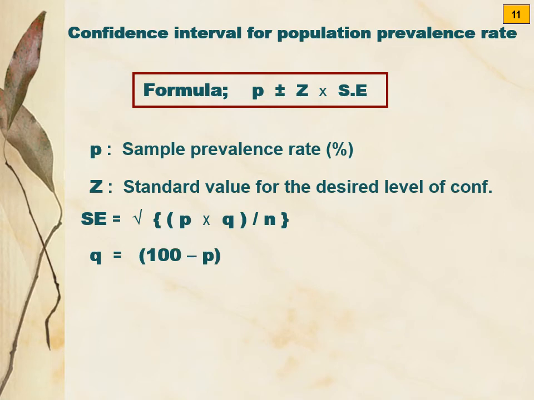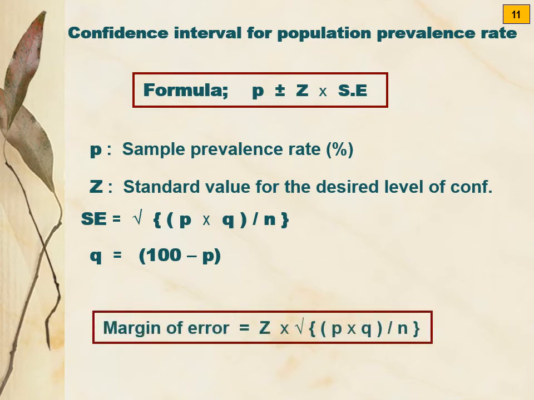We are using this formula when we are interested in prevalence rate. Sometimes in the question we are required to find out the proportion. So to convert from percentage to proportion, divide it by 100, and in that case P will be in proportion. That is, if it is 20% prevalence, then in case of proportion it will be 0.2, and in that case Q will be equal to 1 minus P, not 100 minus P.